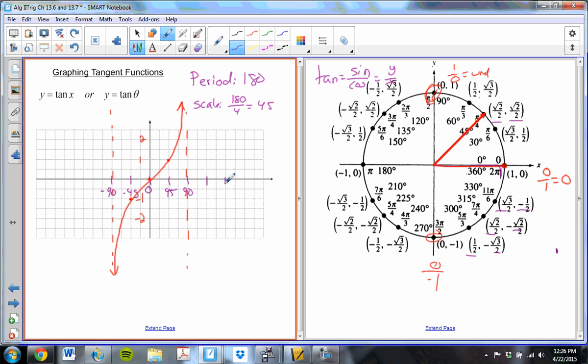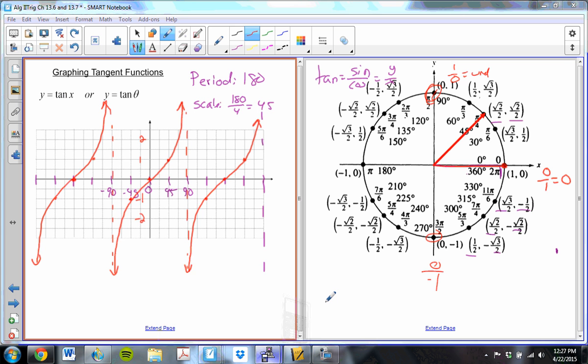So I go 1, 2, 3, 4 more points. Here's yet another asymptote. I'll have negative 1, 0, 1, and I draw this curve again. Going in the opposite direction, I have 1, 2, 3, 4 points. Points at 1, 0, negative 1. There was an asymptote here. And it just keeps on repeating this graph over and over.